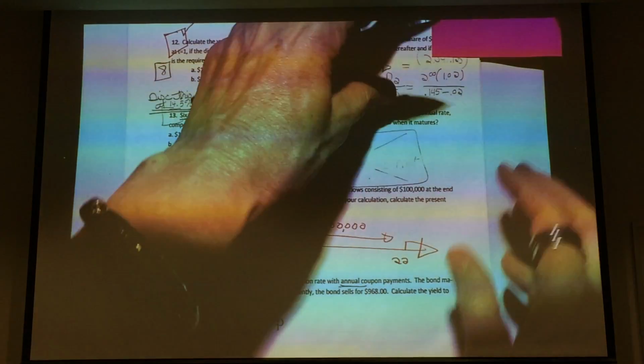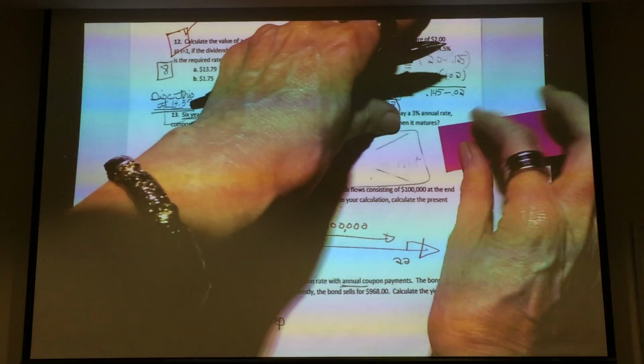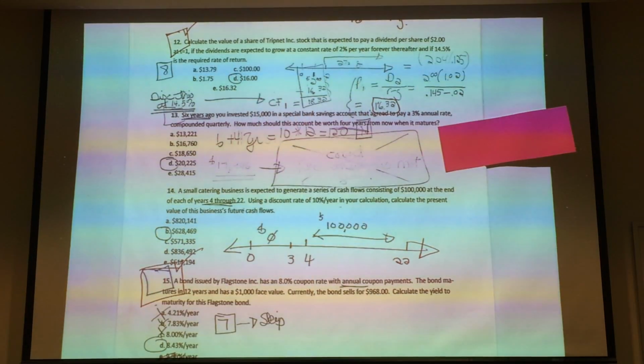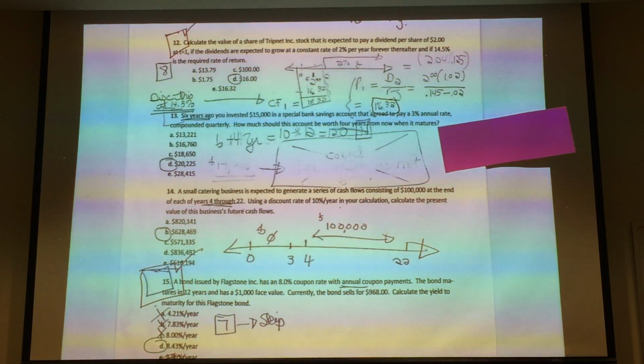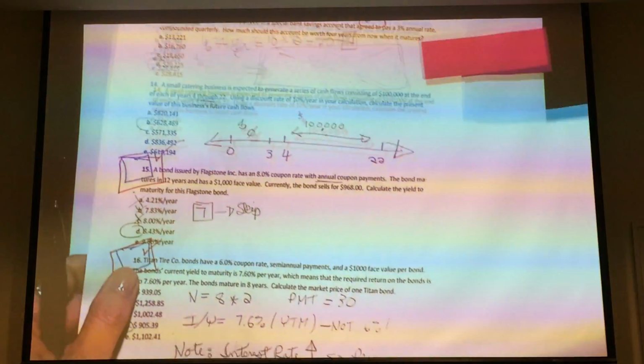Number 12, I'll get this out of the way so you can actually see it. Calculate the value of a share of TripNet stock that is expected to pay a dividend of $2 a share at time 1. The dividends are expected to grow at a constant rate of 2% forever thereafter. And the discount rate or the required rate of return is 14.5%. Now, if I did that, something that's a little bit more legible.